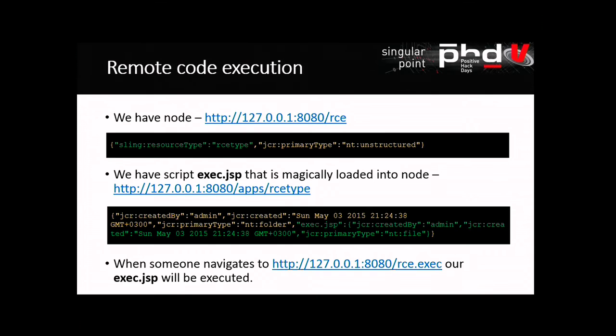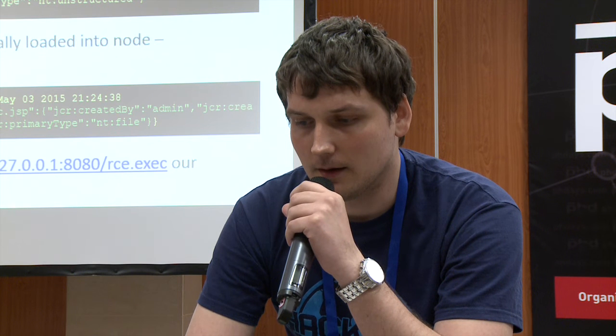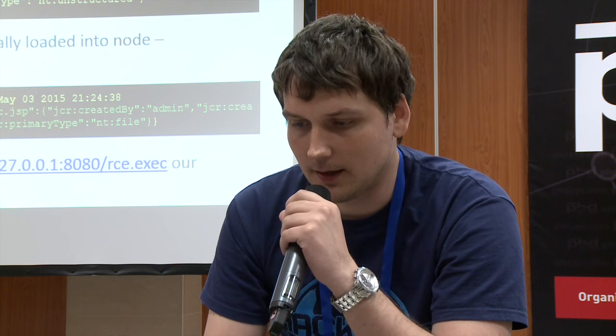So now the most interesting thing is RCE. If we are an admin, if we've hacked the admin credentials, we can do RCE on Adobe Experience Manager. First, how scripts work in Adobe Experience Manager: there's a separation between the content and the processor of this content. So we have an element, which is called RCE, and we assign to it the property sling:resourceType equals RCE type.